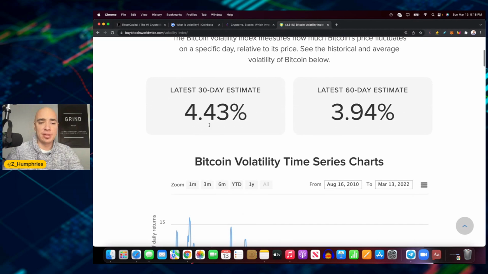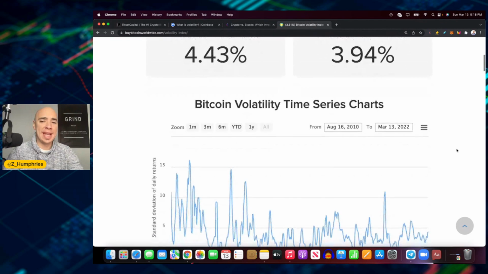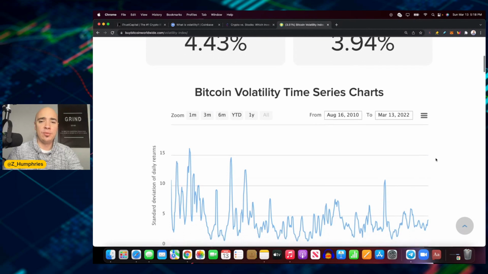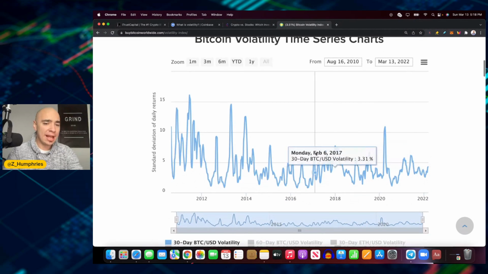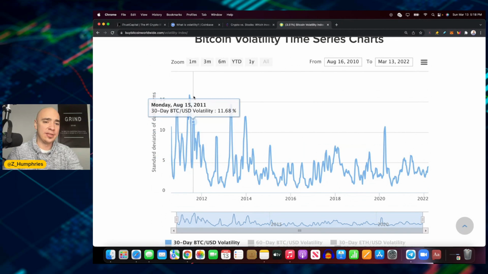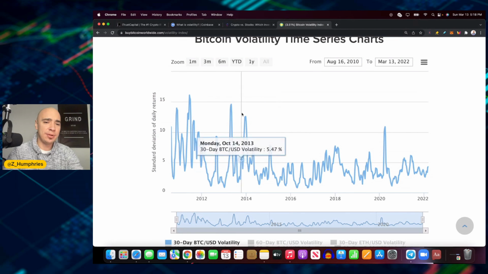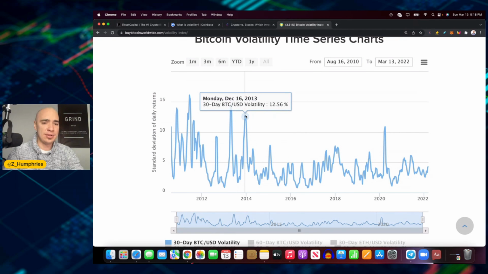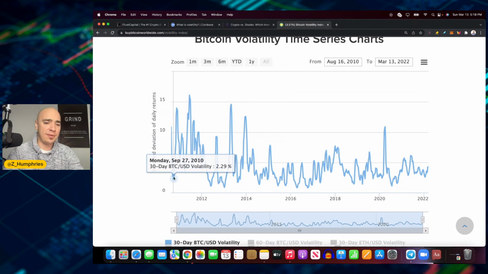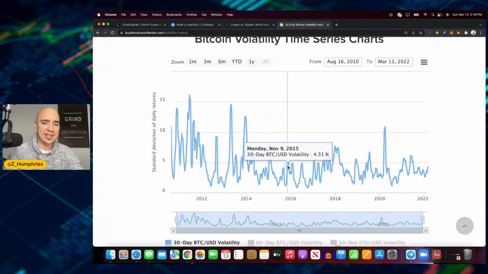Now, if we look at it from a historical perspective, and I want to zoom all the way out to August 16th, 2010, when Bitcoin was created. Look how volatile this was. I mean, just absolutely insane. So these percentages were hitting 16%, 14% swings, 13% swings. Look at this. All the way from 2010 till about 2016, it was really volatile.